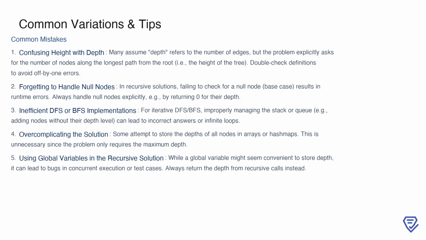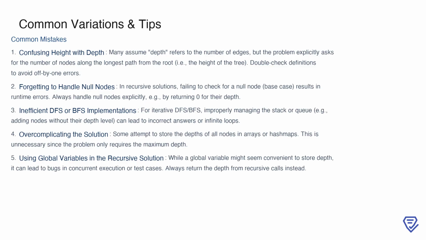Another frequent issue is forgetting to handle null nodes in recursive solutions. If you overlook the base case where the node is null, you might run into runtime errors, so always return 0 for null nodes. Inefficient implementation of DFS or BFS is another pitfall, especially in iterative solutions where managing the stack or queue incorrectly, like forgetting to include depth levels, can lead to infinite loops or incorrect results.